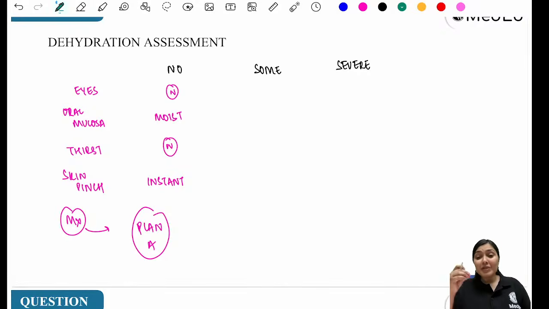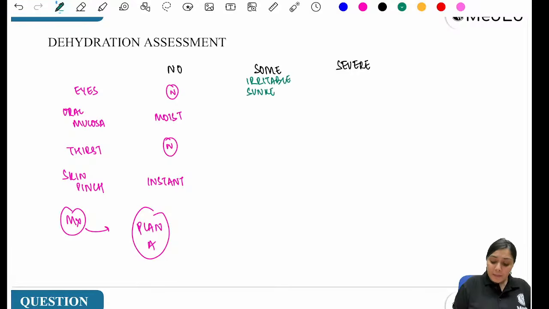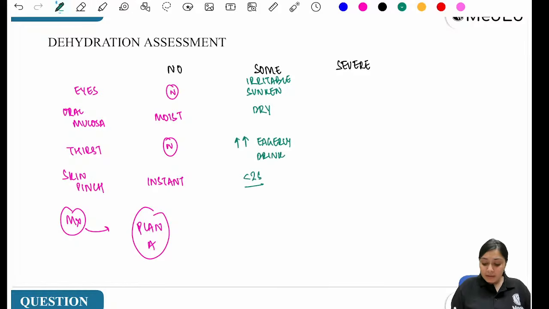Now let's move to some dehydration. Now the child has developed some degree of dehydration. So this child will be now irritable. Right? Eyes would look sunken. Oral mucosa would be dry. Thirst would be increased. If you offer water to this child, the child will very eagerly drink water. The skin pinch delayed, but usually less than 2 seconds. Here I am going to give plan B.